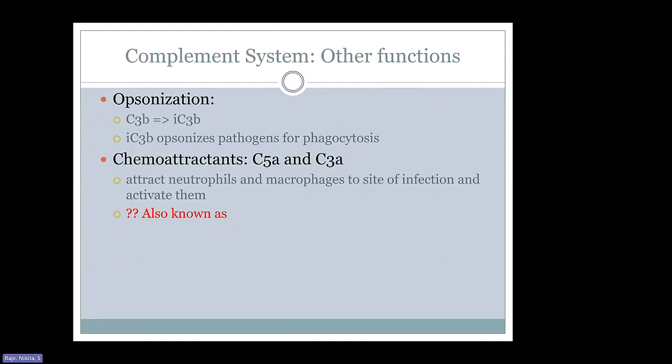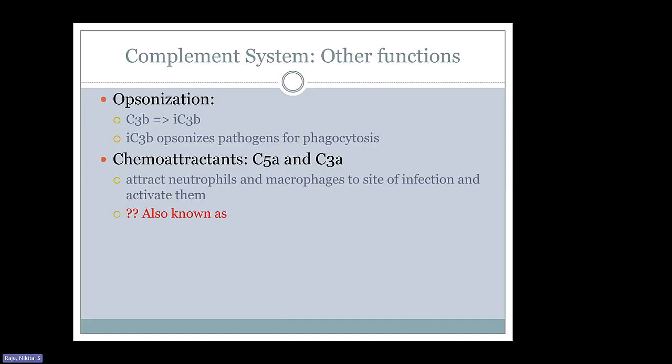Now thinking about the complement system overall, what's the function? Of course, it makes that membrane attack complex that helps in killing the microbe. Apart from that, it has a couple of other roles. It can help in opsonization. Remember, opsonization means it tags the microbe and makes it ready for phagocytosis. So opsonization is a function of a fragment of C3b called iC3b, and iC3b can opsonize the pathogens for phagocytosis.